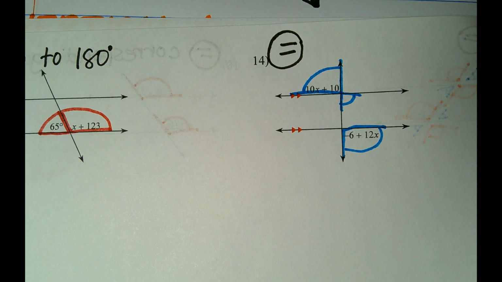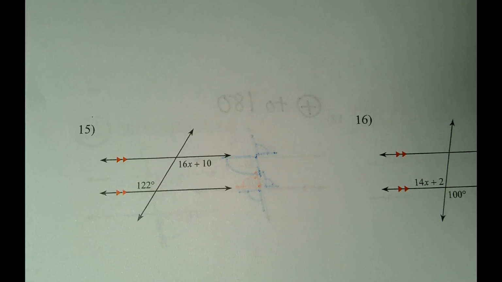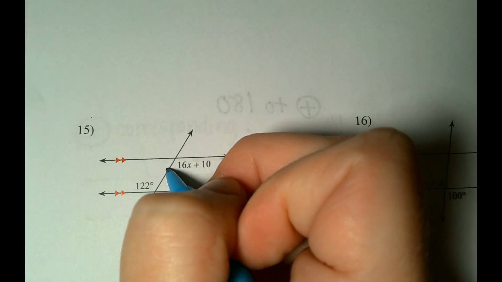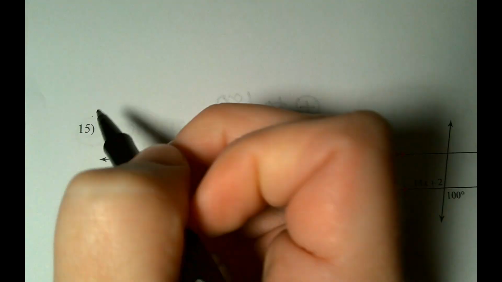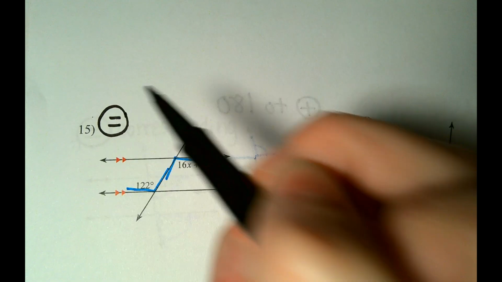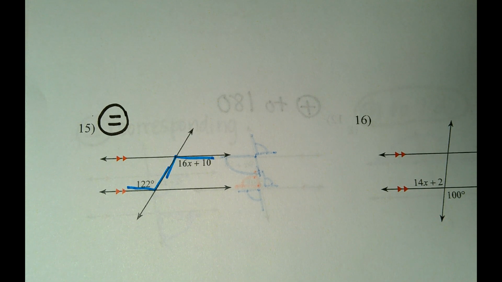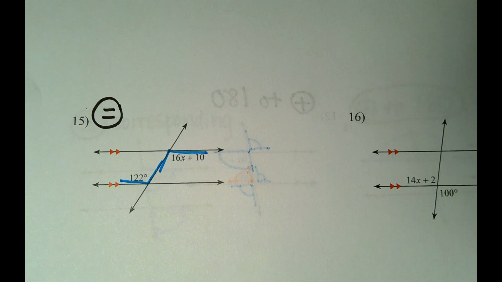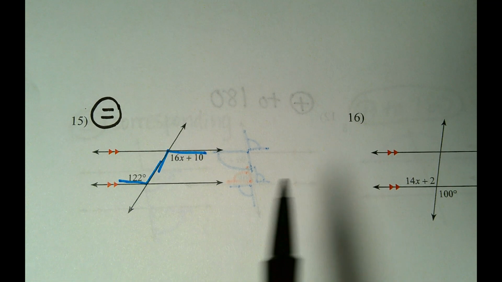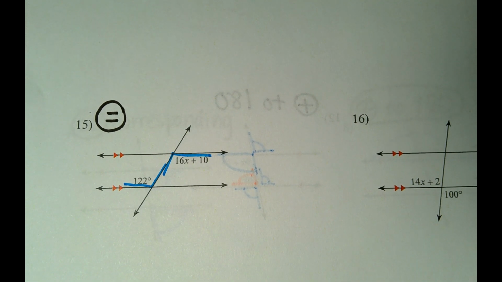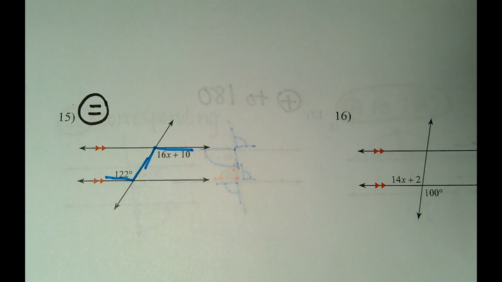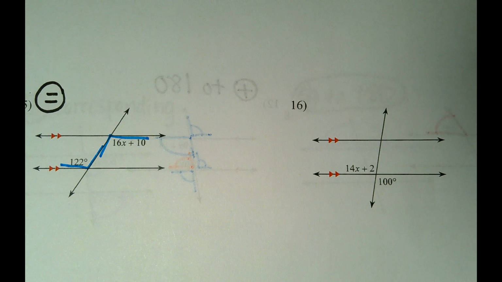Okay. How about 15? Equal. You guys are getting quicker. Equal. They're the same size. It's the big ones. I think of it as a C, or a Z. If they're making that Z, they're on opposite sides, so it's going to be equal. How about 16?